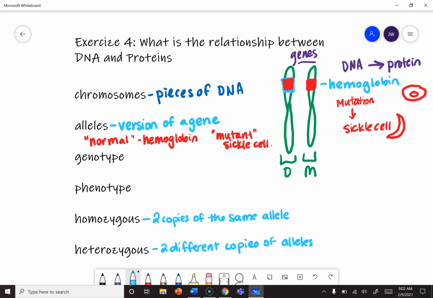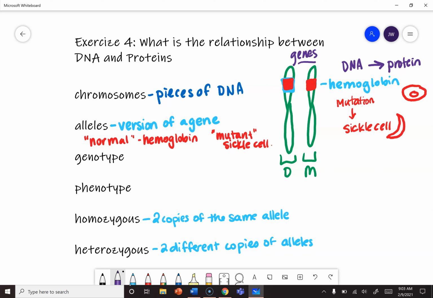All right. So we have our gene. Our gene refers to the region that codes for a particular trait. So in this case, this gene codes for something about our hemoglobin, whether it is normal or mutant. The alleles talk about which version of that gene that is. So one might be normal, the hemoglobin that produces that round blood cell, or it might be mutant, that hemoglobin that produces that sickle cell.